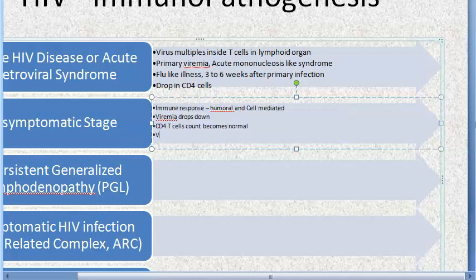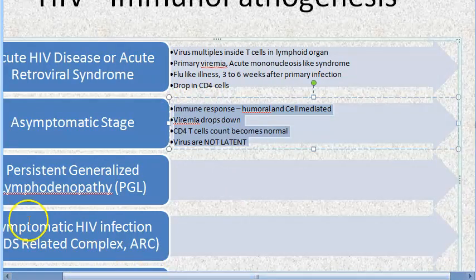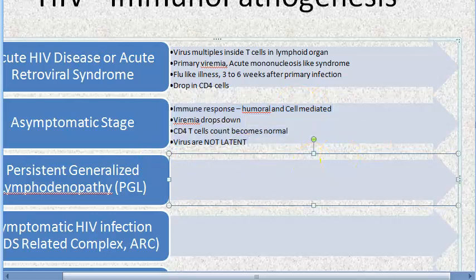But the virus is not latent. The virus is planning something, it's coming. Like they say, before the storm comes the calm. The immune response cannot clear the infection completely. The HIV infected cells persist in the lymph nodes and there is a high level of ongoing viral replication.